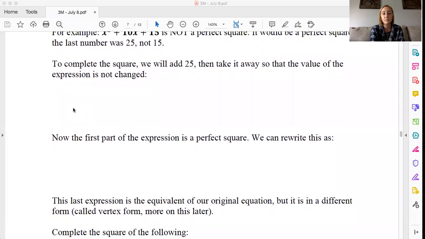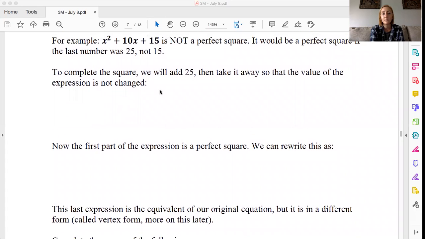So to complete the square, we will add 25, then take it away so that the value of the expression is not changed. So what you do is you take this equation, you're going to add 25 and you're going to subtract 25. That way it hasn't changed anything. If you do plus 25 minus 25, that's like as if there was a 0 there. So it does nothing. It doesn't change anything. It just makes your life a lot easier. Okay. So that's what we're going to do in the first step.